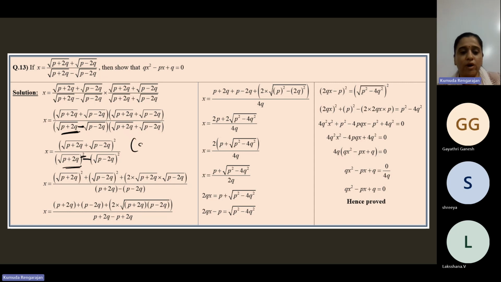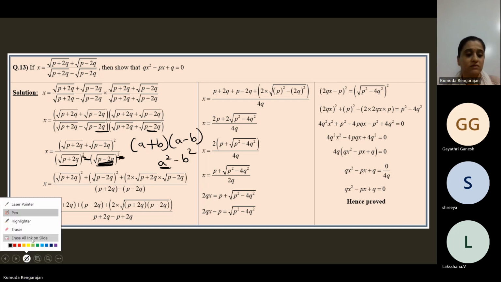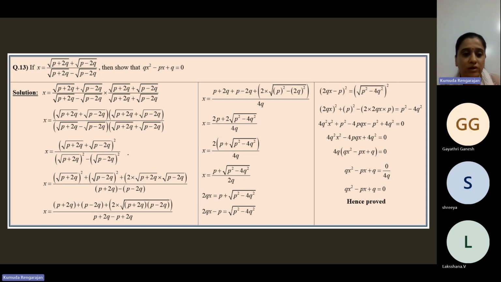The product (a plus b) into (a minus b) is a squared minus b squared, where a is this term squared and b is this term, meaning this is b, b squared. A squared minus b squared. So now it looks far simpler, meaning it has just shrunk. It looks easier now.